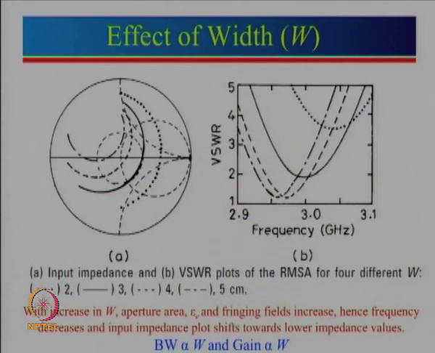So that is why when we shift from W equal to 2 to 3 to 4 to 5, we can actually see that the impedance is changing, and one can choose a proper feed point for doing the impedance matching for any of these cases here. So we can actually note that bandwidth is proportional to W. So as you keep on increasing the value of W, we will see that the bandwidth increases, and gain is directly proportional to W, because W increases, aperture area increases, hence gain increases.